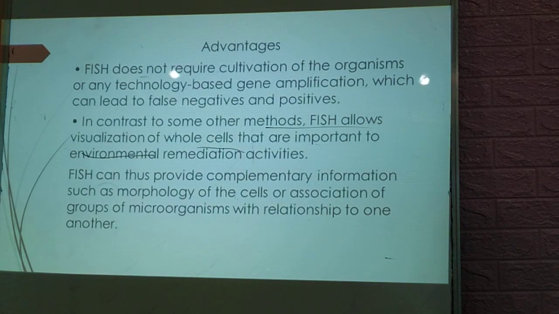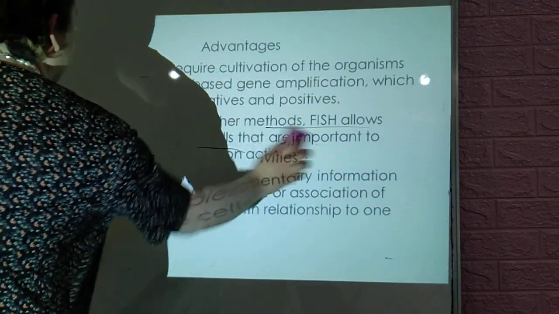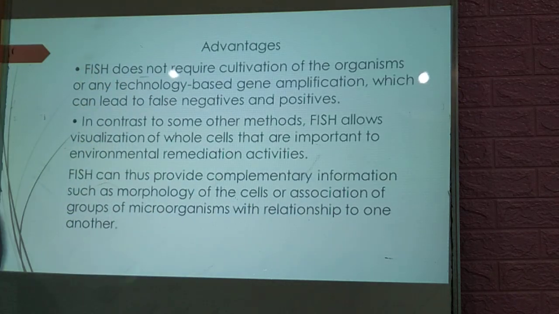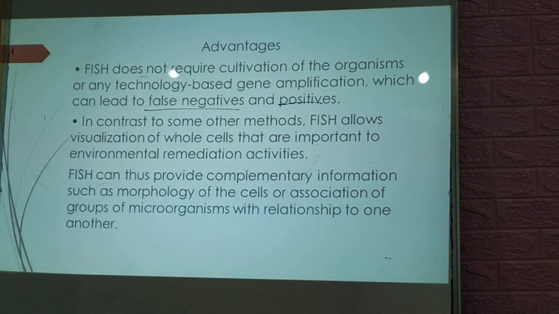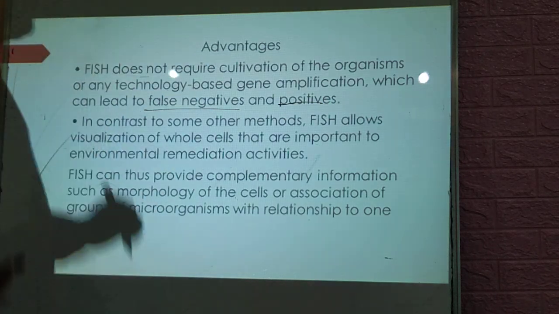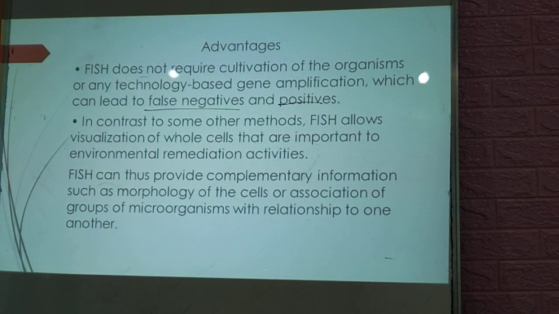What are the different advantages of fluorescent in situ hybridization? Number one, fish does not require cultivation of the organisms or any technology-based gene amplification, which can lead to false negatives and false positives. It does not require cultivation of organisms, which means one thing: no need for gene amplification, no need for isolation, no need for extraction, because it can be determined while the cell is still intact. No need for further isolation and extraction techniques.